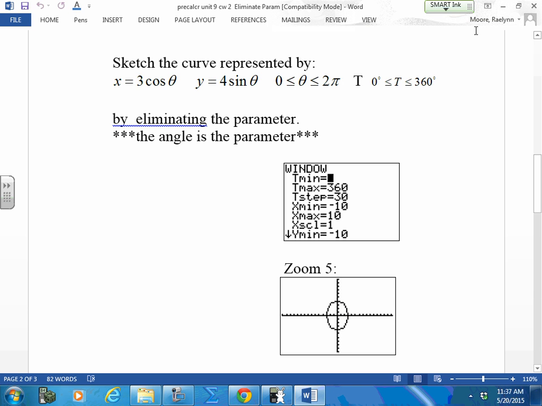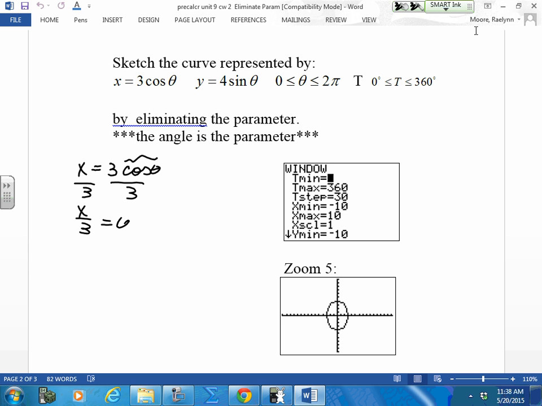Now, to take this guy and convert this to an equation for an ellipse, we're going to use these pieces. We're going to solve for your T. In this case, this is your T, right? Because we said your angle is a T. So we're going to divide both sides by 3. We're going to do the same for this one. We're going to divide both sides by 4.